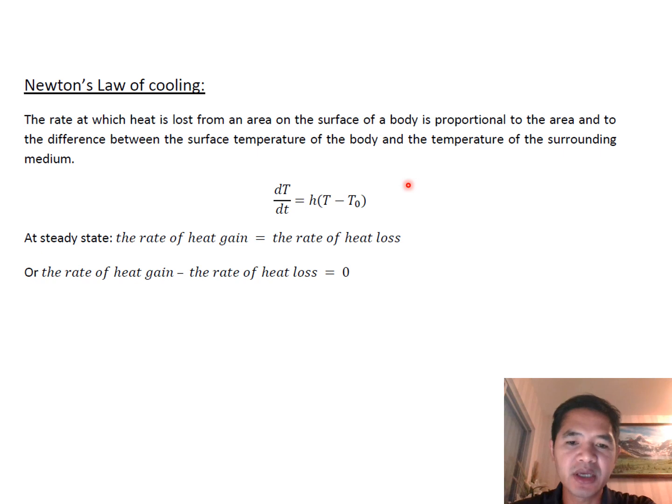Okay, and this equation, dT over dt, shows the rate at which heat is lost from an area on the surface of a body. It is proportional to the area and to the difference between the surface temperature of the body and the temperature of the surrounding medium.